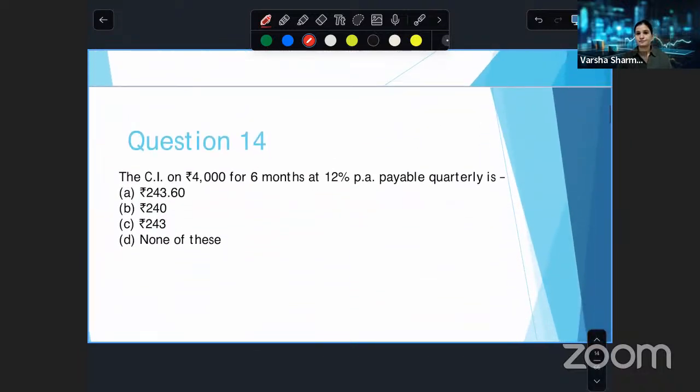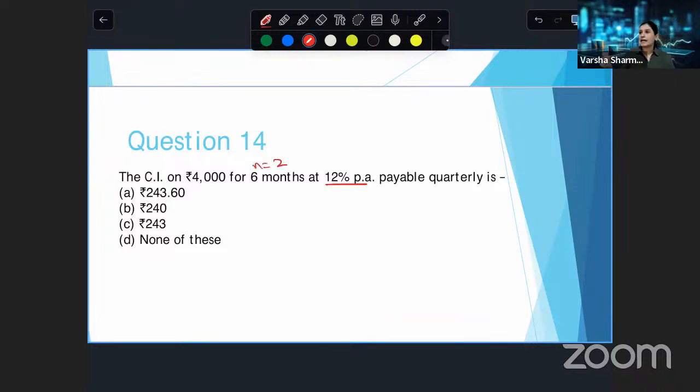14. The compound interest on rupees 4,000 for 6 months and payable quarterly. In 6 months, how many quarters will come? 2. Quarter means 12 months, 4 parts. So 3 months. 6 months means twice a quarter. 2 quarters. So n will be 2.